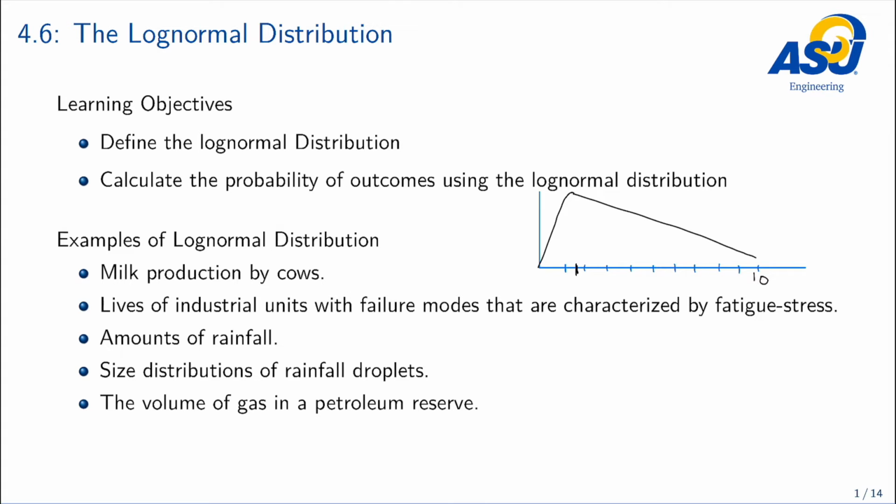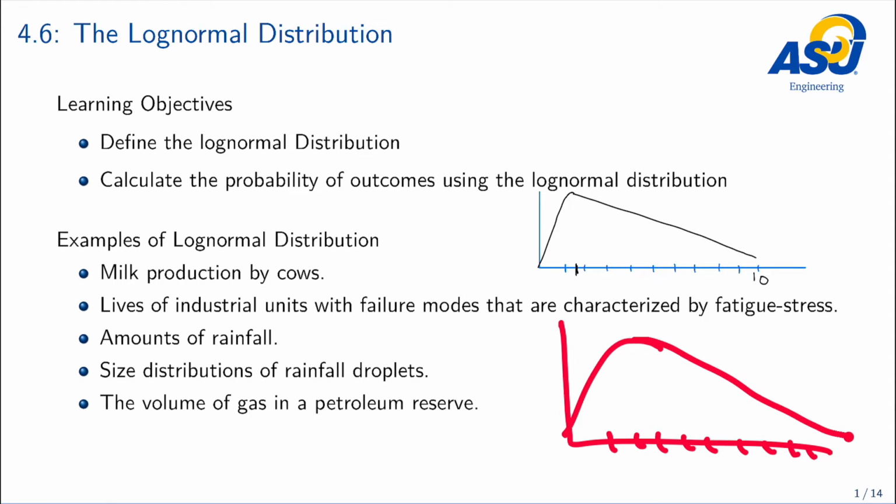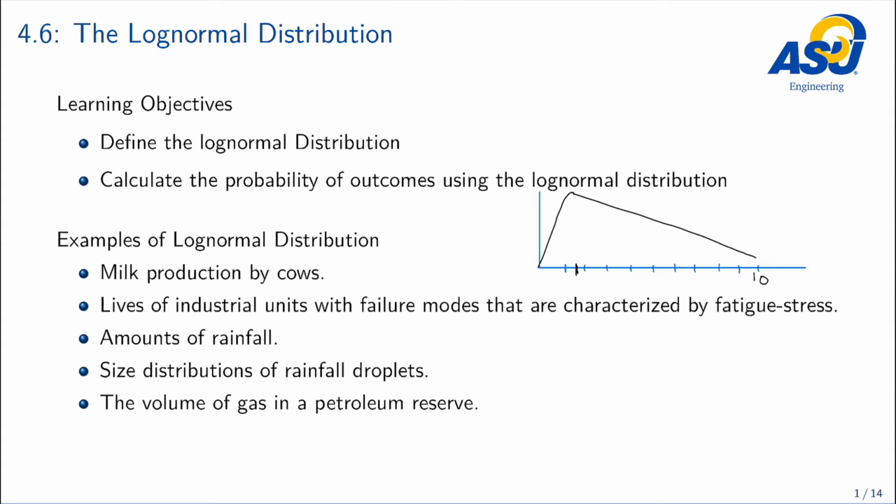The size distribution of rainfall droplets, or we can say for example the size distribution of hail. Small hail will have much more probability, but we can still have some probability of getting large hail. And the volume of gas in a petroleum reserve. So initially we have a lot of production and then the production will decline.